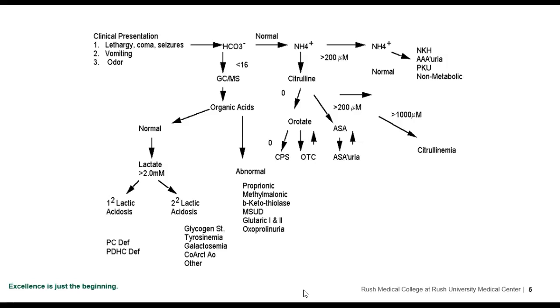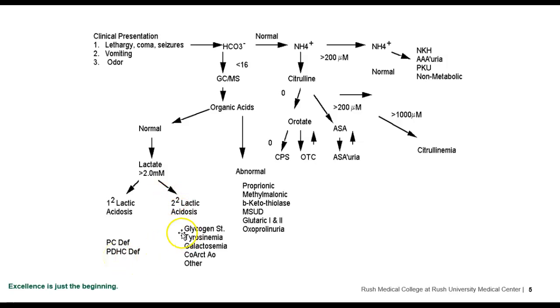This is a flow chart. There are no perfect flow charts, but I'm just going to go through the thought process a little bit. So you have this baby: lethargic, coma, seizures, vomiting, maybe an abnormal odor. Is the baby acidotic? Is the HCO3 under 16? If it's acidotic, and we're going to go over this in more detail, where is this acid coming from? Is it coming from lactic acid, as in the case of some mitochondrial disorders, such as pyruvate carboxylase or dehydrogenase deficiency? We will go over this at another time.